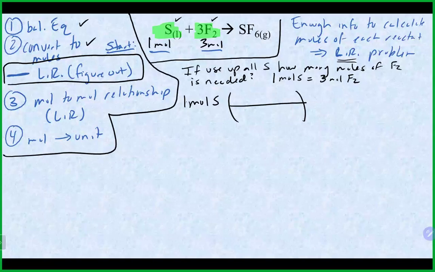Just like we did before, opposites cancel. So 1 mole of sulfur on the bottom, so they cancel. 3 moles of fluorine here up on top. And we will end up with here.